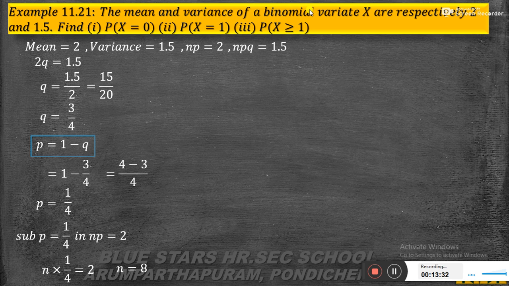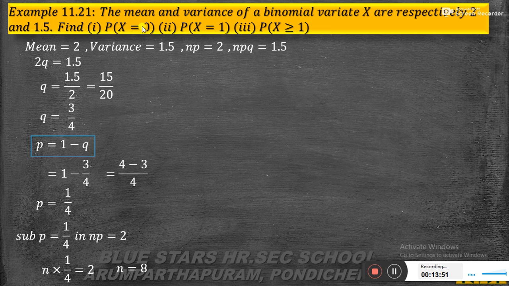The mean and the variance of the binomial variate x are respectively 2 and 1.5. Find the probability of x equal to 0, the probability of x equal to 1, and the probability of x greater than or equal to 1.